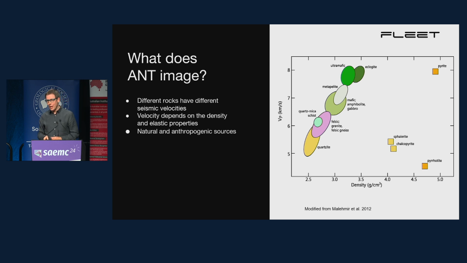What do we image? We're imaging different rocks which have different velocities. The velocity really depends largely on the density, but also on the elastic properties, like how strong that rock is. And in passive seismic, what we're looking for is natural and anthropogenic sources. So basically wind and waves produce subtle vibrations, but also you can feel it today. When the trucks go past, we can feel that on the ground. That's exactly what we're looking for.